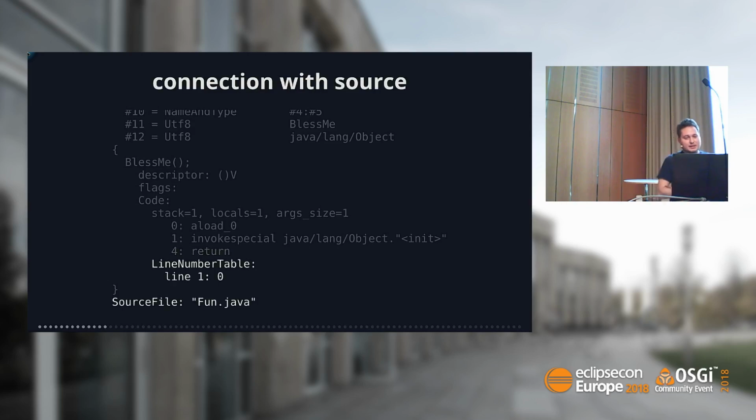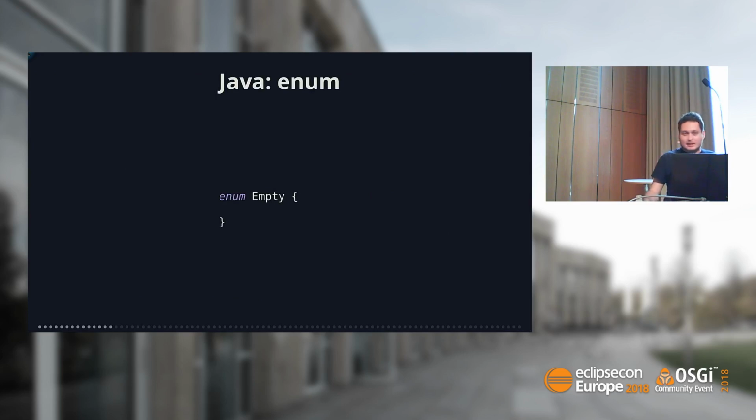And we see a little bit of connection with the source. We see the line number of some instruction, and we see the source file name. As you can see, the source file name is just a file name. It has no notion of package or directory or whatever. It's just the source file name. And exactly this connection with the source is how JaCoCo can show you line numbers, but it's a very thin connection. It's important to understand.